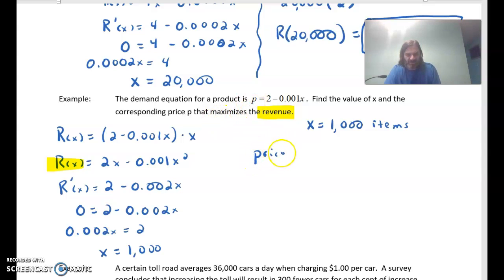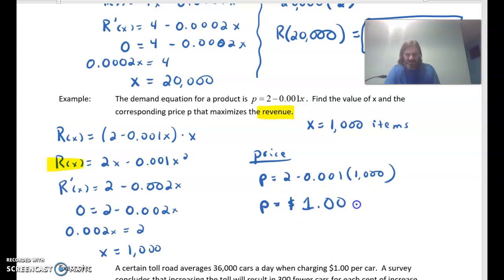So the price will be P equals 2 minus 0.001 times 1,000. So that price will be $2 minus $1. So we're going to sell 1,000 items at $1 per unit. Now you can imagine that means we have a revenue of $1,000, but they don't quite ask us that. They ask us to find the x and the price.